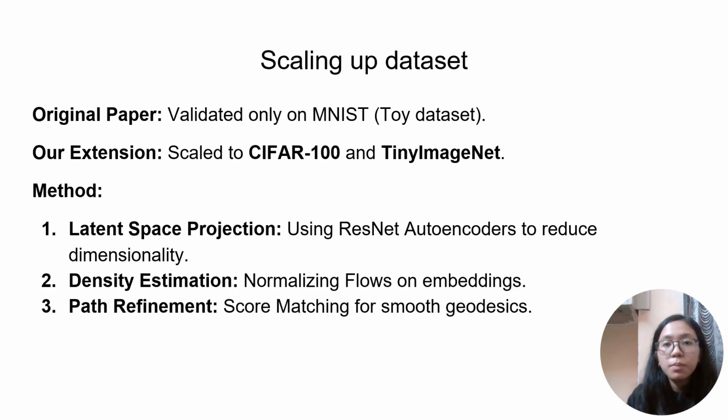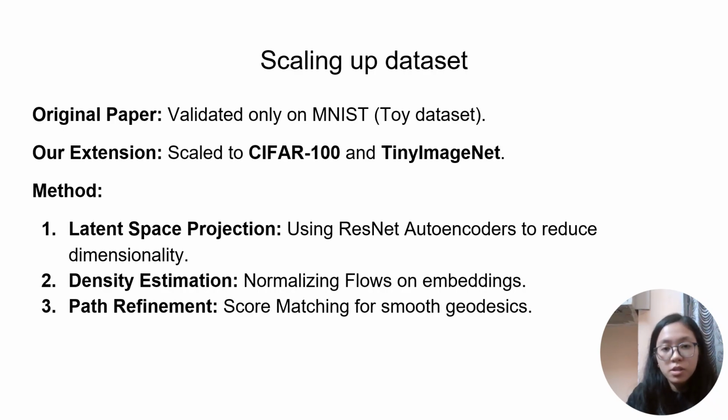Now that we have looked at the problem, let's talk about how we can extend the original work. The original paper was validated only on MNIST, which is a very small and simple data set. The results look good there, but MNIST does not represent the complexity of real-world images. So our main contribution is scaling this approach to much more challenging datasets, specifically CIFAR 100 and Tiny ImageNet. Both are high resolution, more diverse, and much more complex than MNIST, which makes density-based geometry significantly harder.